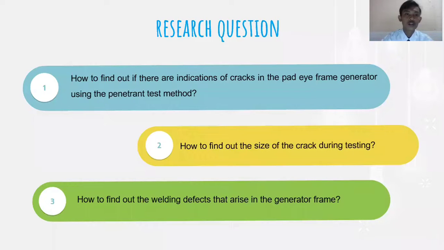Next, research questions. Number 1, how to find out if there are indications of crack in the PET A-frame generator using the penetrant test method. Number 2, how to find out the size of the crack during testing. Number 3, how to find out the welding defect that is in the generator frame.